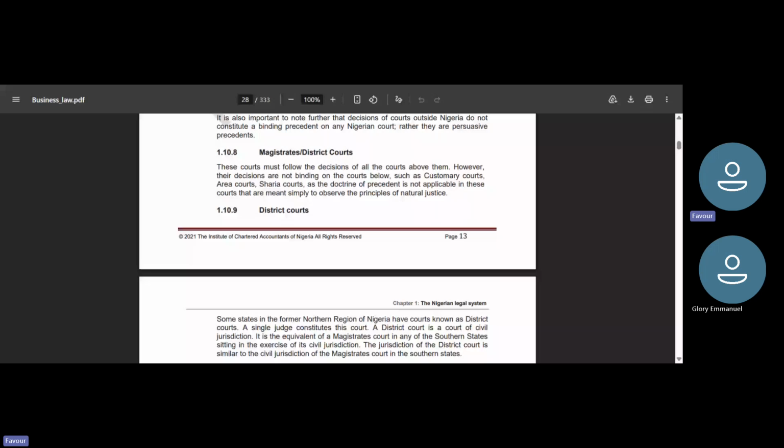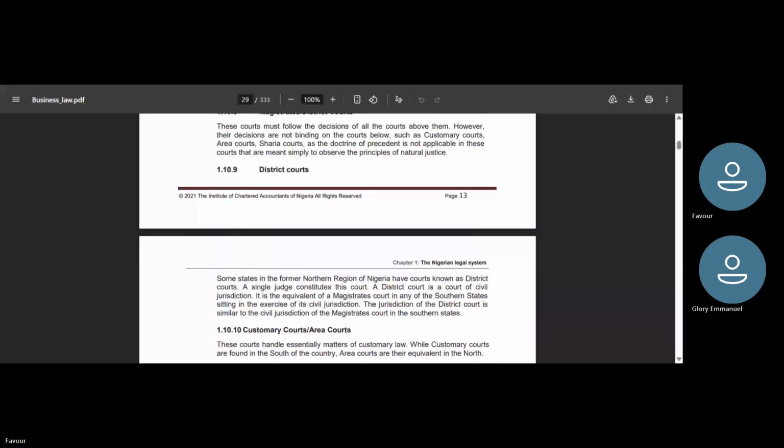So the district court. Some states in the former northern region of Nigeria, that's the northern part of Nigeria, have courts known as the district courts. A single judge constitutes this court, and the district court is a court of civil jurisdiction, so it does not have jurisdiction over criminal cases, but only civil cases, right?